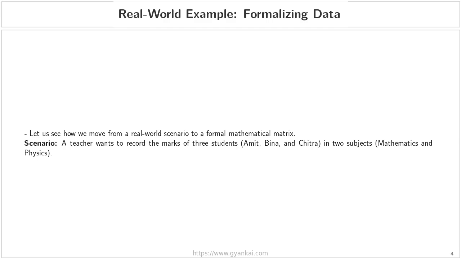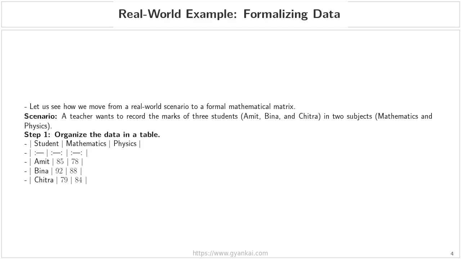Imagine a scenario where a teacher wants to record the marks of 3 students, Amit, Beena, and Chitra, in 2 subjects, mathematics and physics. Step 1 is to organize this data in a traditional table. In this table, the first column lists the students, the second column shows their marks in mathematics, and the third column shows their marks in physics.